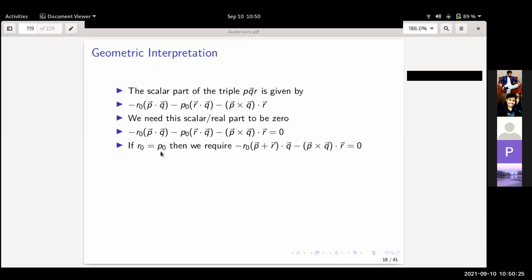So let us check if R naught and P naught are equal. What would happen if R naught equals P naught? Here it is P naught. This is P dot Q and this is R dot Q.